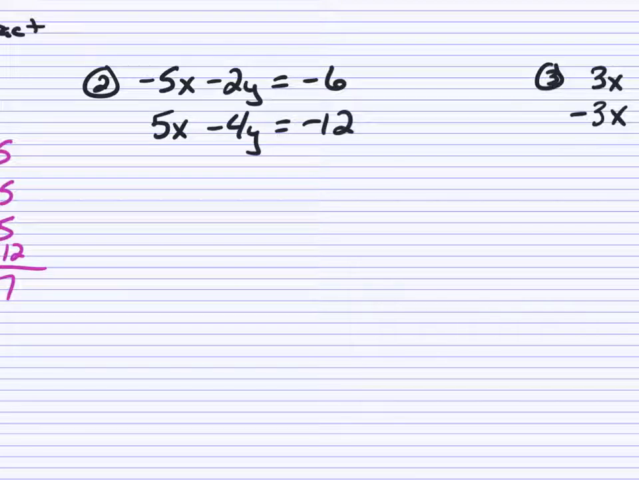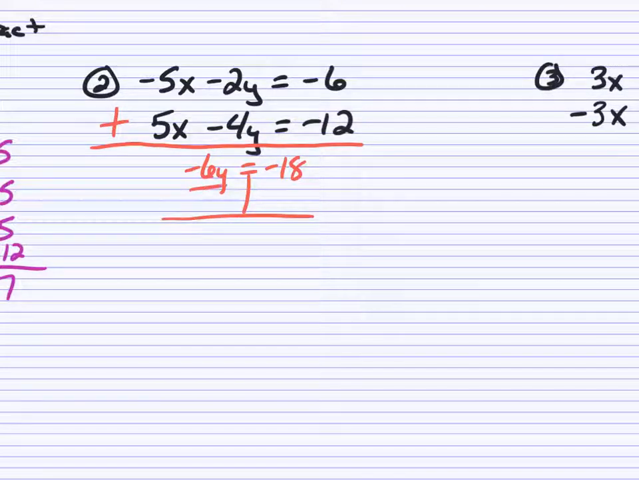On number 2, we are looking for opposites, and your eye should have been drawn right here. Negative 5x and positive 5x are opposites. As soon as you see opposites, that's your signal to do addition. So negative 5x and positive 5x is gone. Again, I don't write 0, I don't write 0x or anything like that. It's gone. Negative 2y and negative 4y is negative 6y. Negative 6 and negative 12 is negative 18. And then from here I solve it by dividing by negative 6. And I get y equals 3.